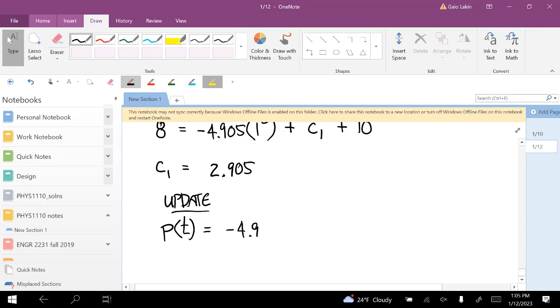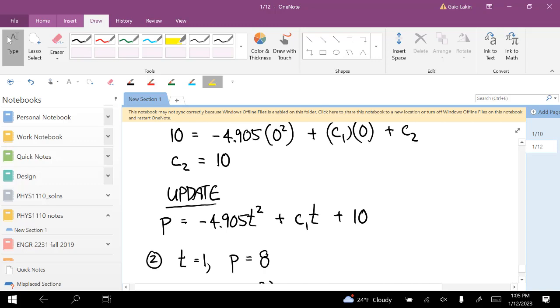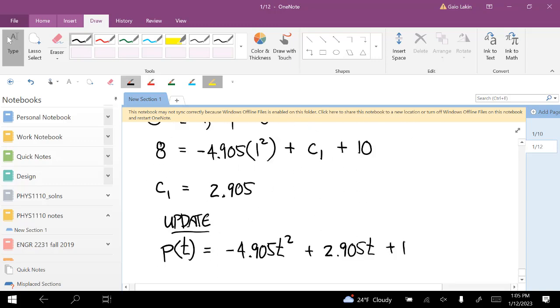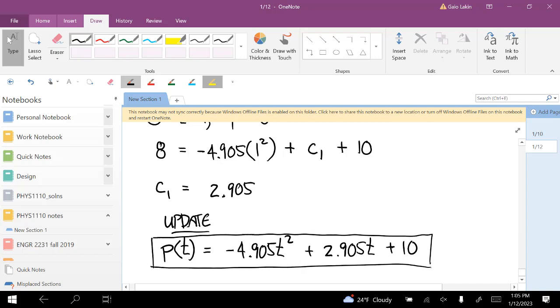Negative 4.905 t squared plus 2.905 t plus 10. And you can remember from physics 1, what we have here is an initial position of 10 and an initial velocity of 2.905.